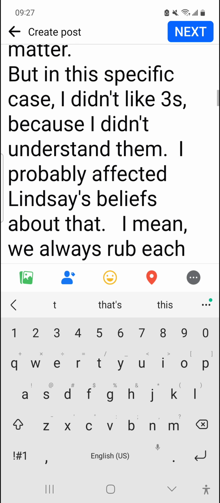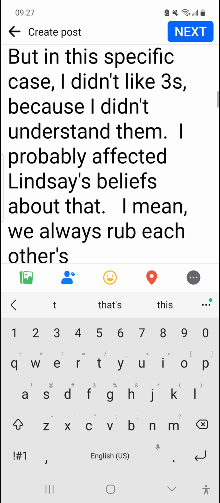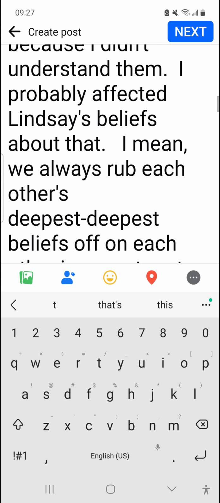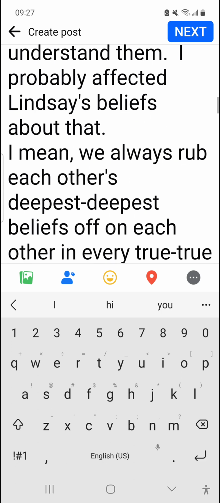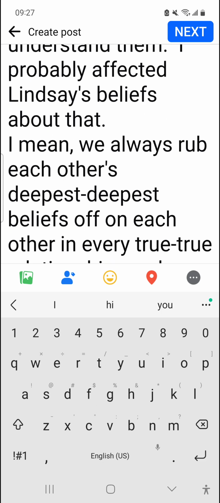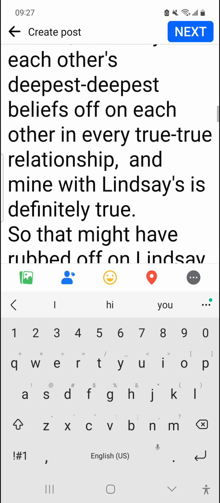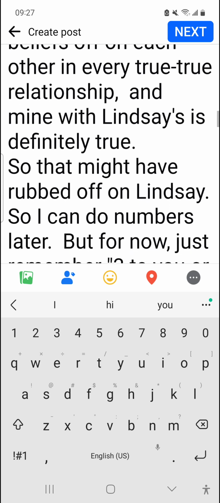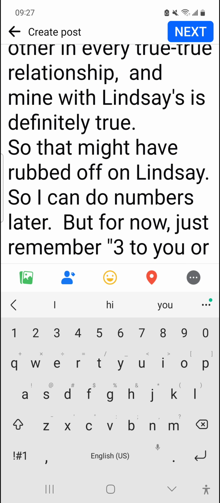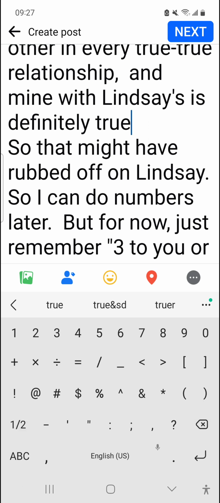Okay, one more time. I probably affected Lindsay's beliefs about that. It's too much talking, but it's a nice thought anyway. I mean, we always rub each other's deepest beliefs off on each other in every true relationship. And mine with Lindsay's is definitely true. So, okay, we can put these other brackets there then. 1, 2, 3.